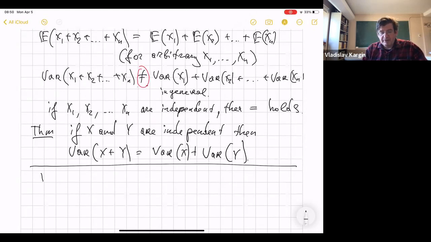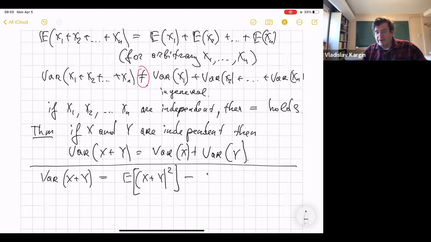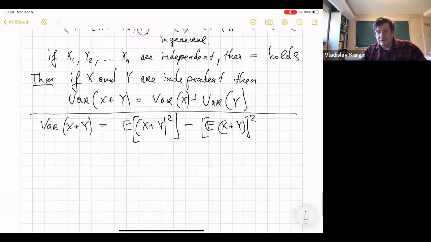So here we'll write the variance of x plus y, and we use the formula that we have before. It's equal to the expectation of (x plus y) squared, so the expectation of the square of a random variable, minus the square of the expectation of x plus y. And then after that, it's just a more or less tedious expansion of this thing.